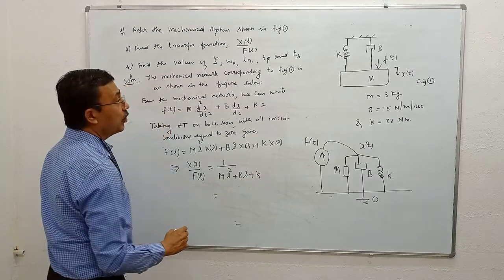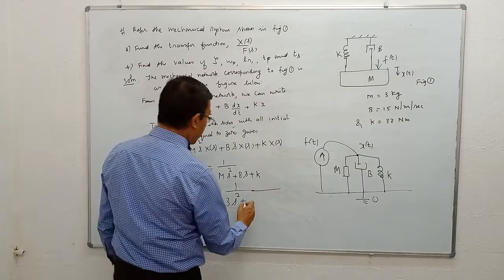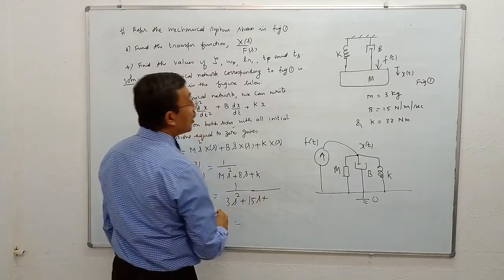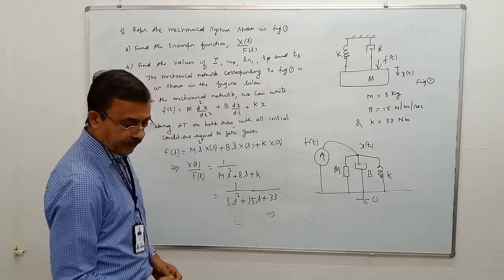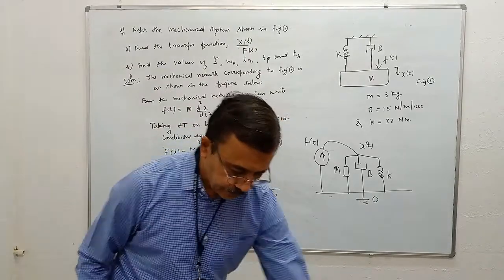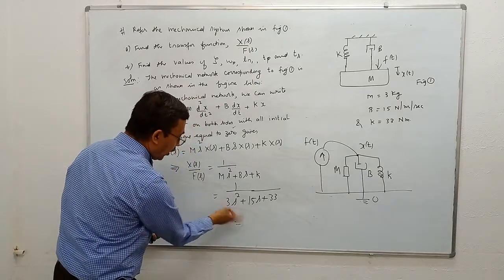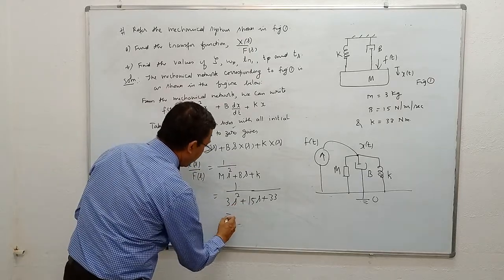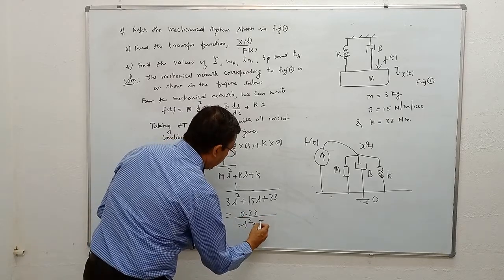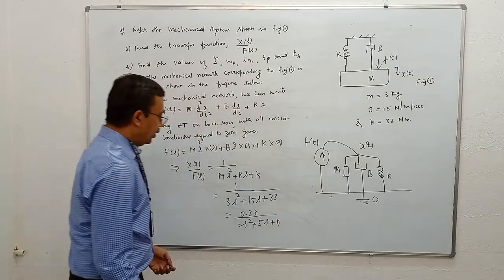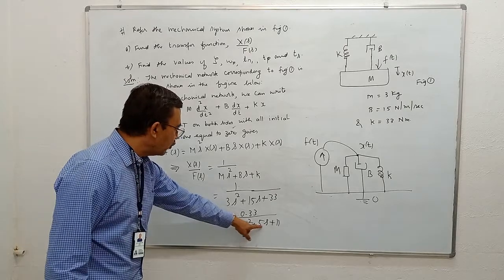Substitute the values of m, b and k. So m is 3 s square, b is 15 s, plus k is 33. This is the answer for part A. If you take the coefficient of s square common in the denominator, 1 by 3 is 0.33 divided by s square, 15 by 3 is 5s, plus 11. So the transfer function is 0.33 divided by s square plus 5s plus 11.